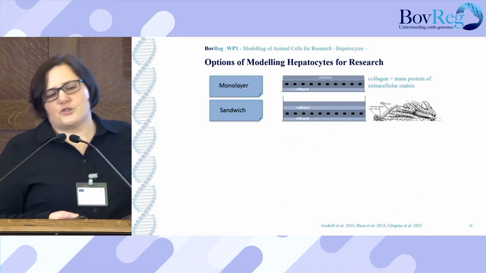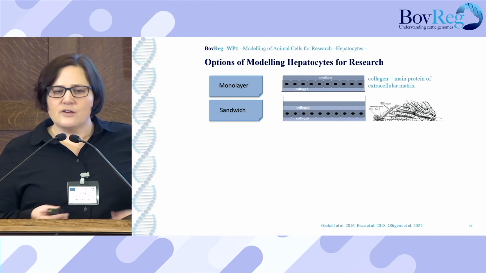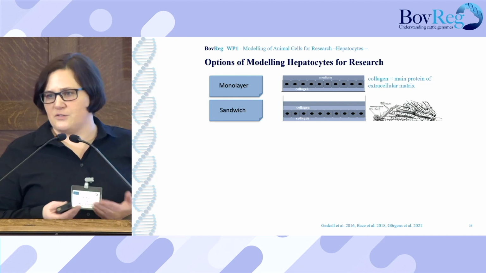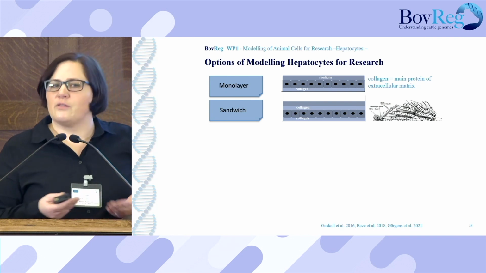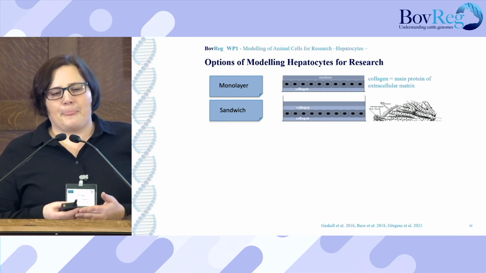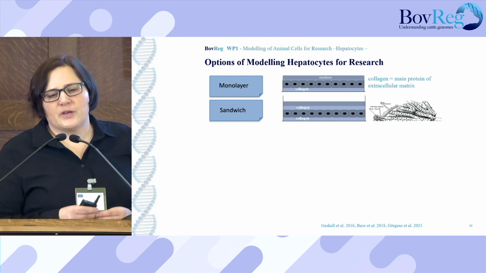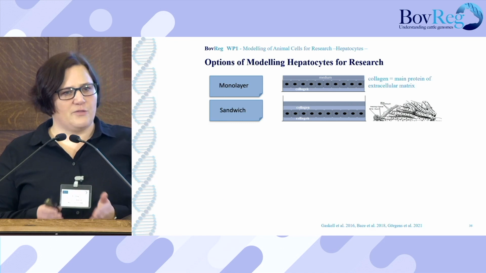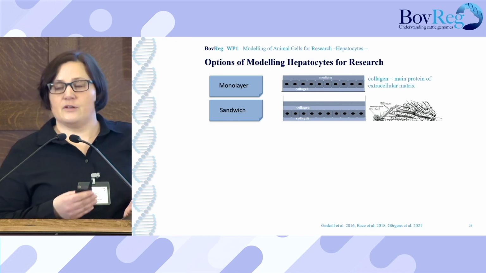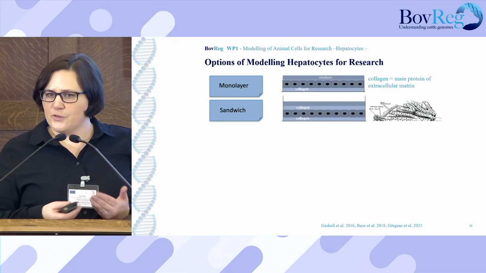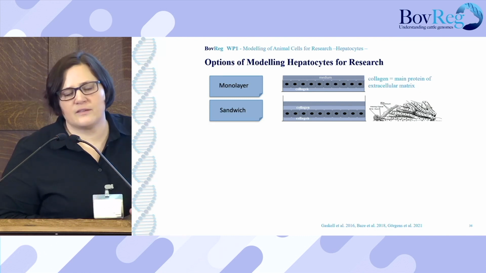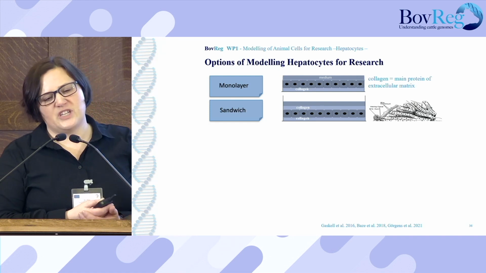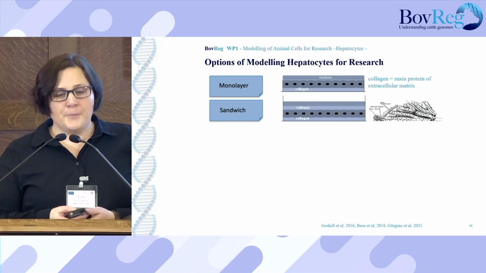Then you can culture hepatocytes in a monolayer, so just having one collagen layer. Collagen is the main protein of the extracellular matrix, so therefore mimicking the basal membrane. But as I already introduced, it's more physiological to have the cells in between two layers of the basal membrane. So therefore, the 2D sandwich culture is the most physiological way, I think, for hepatocytes. And we were able to establish respective protocols within the BOFREC project in order to do so.